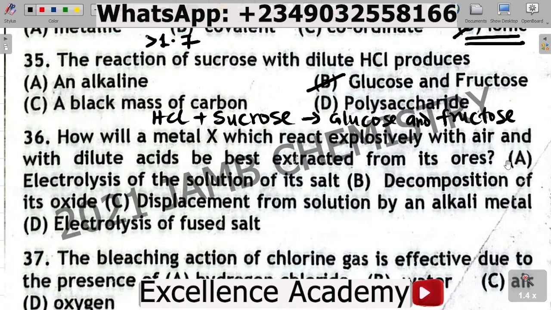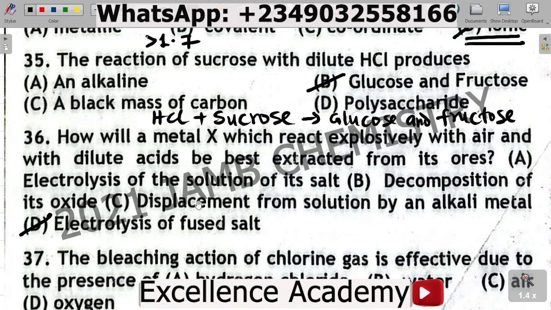extracted from its ore? A. Electrolysis of the solution of its salts. B. Decomposition of its oxide. C. Displacement from solution by an alkali metal. D. Electrolysis of fused salt. Now, for this question, the correct answer is D, the electrolysis of fused salt.